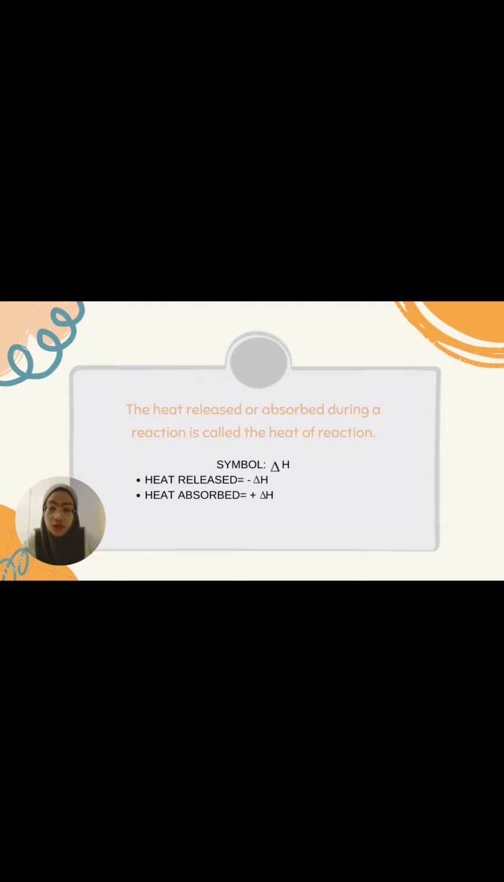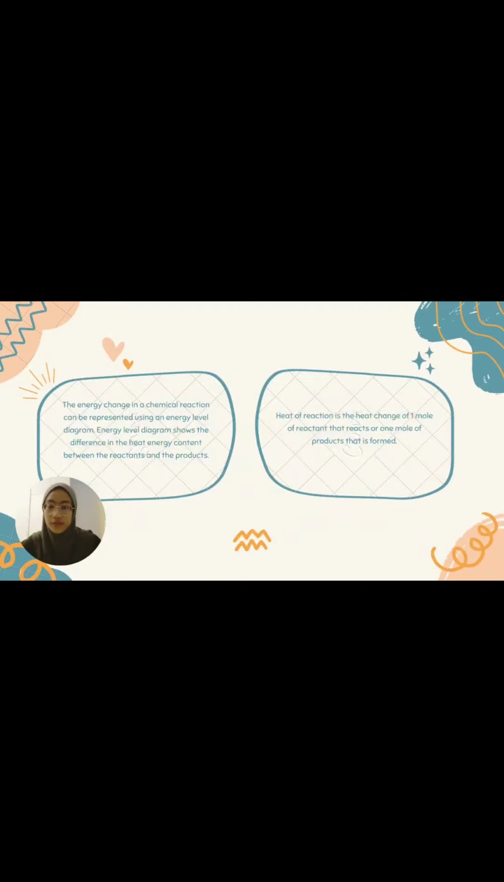Students usually forget to put the positive symbol because they assume this is like mathematics, because in mathematics we don't put a positive symbol for positive values, but for this topic we need to put positive because it shows endothermic reactions. The energy change in a chemical reaction can be represented using an energy level diagram. Energy level diagram shows the difference in the heat energy content between the reactants and the products. Heat of reaction is the heat change of 1 mole of reactant that reacts or 1 mole of products that is formed.